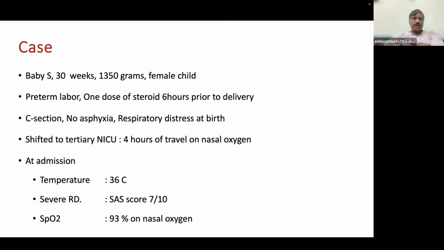So I want you to be a little more interactive now. Tell me what you would do if you see a baby having moderate to severe distress and requiring oxygen. Maybe you can put in the chat box what you would do. He's already maintaining good saturations, and he has moderate distress, but he has good saturations. So what will you do for a baby like this coming at 4 hours of birth? What type of respiratory support do you want to give for this baby?